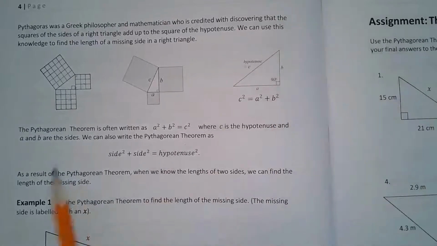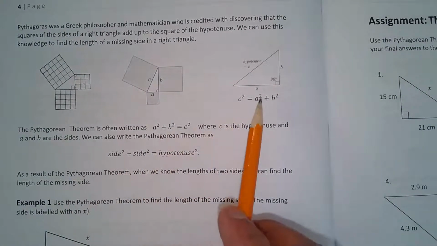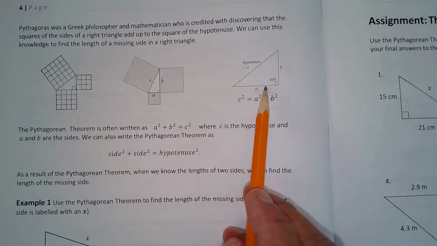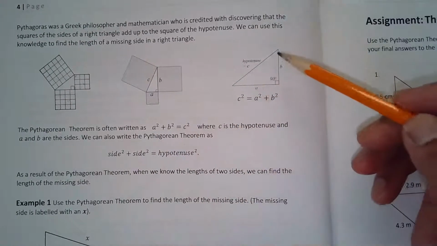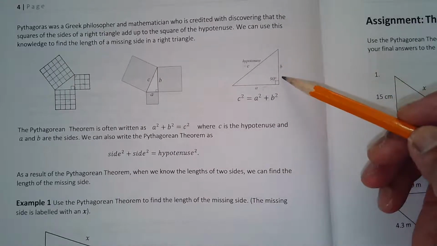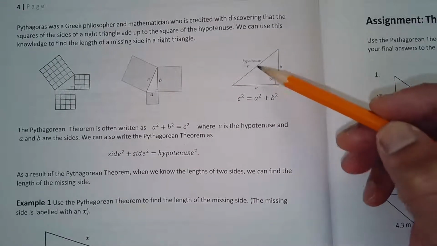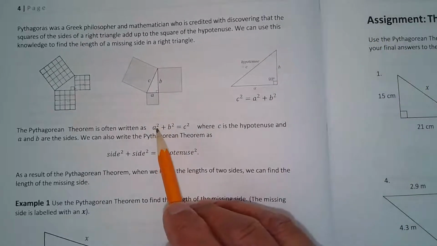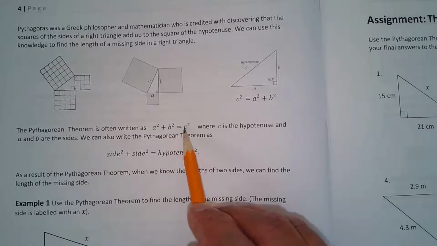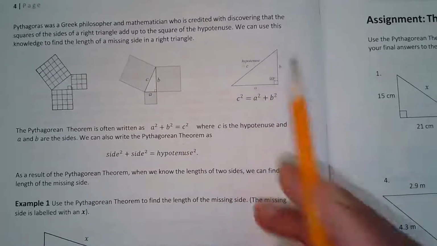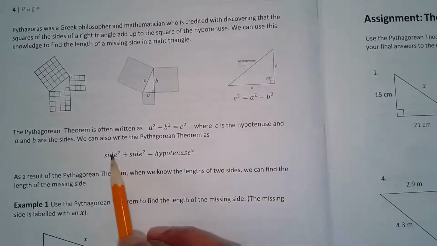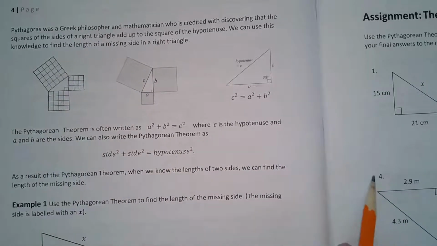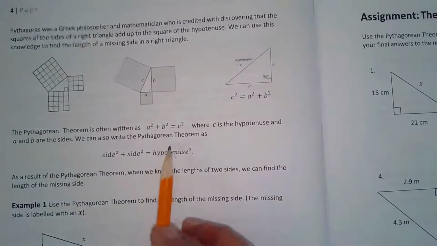So the Pythagorean theorem says that if you have the square of the adjacent side and the square of the opposite side, the sum of these two squares equals the square of the hypotenuse. It's indicated like this: A squared plus B squared equals C squared. Or another way of writing it: side squared plus side squared is equal to hypotenuse squared. So this is known as the Pythagorean theorem.